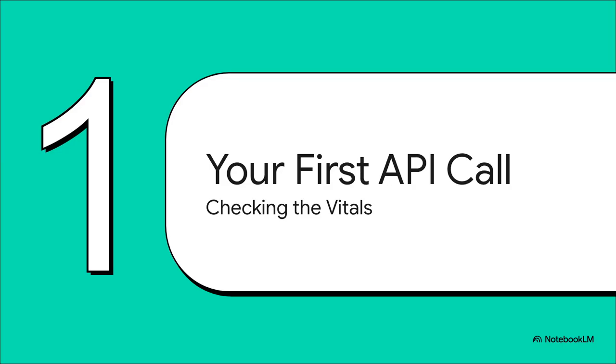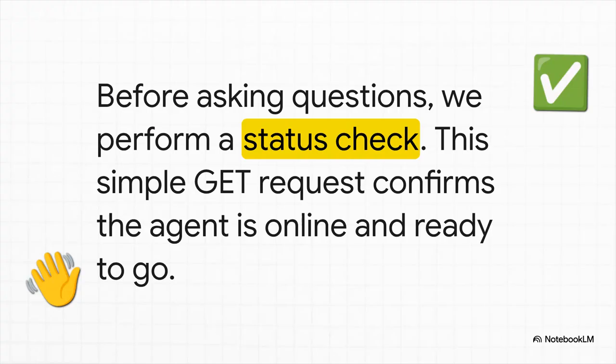Now, before we start firing off all these complex questions, we need to do the technical version of a handshake. We're going to do a quick status check just to make sure the agent is awake and ready for our commands. A simple status check is always the best first step. It's just a quick way to confirm that the agent is online and you can actually reach it. Think of it like saying, hello, into a room just to see if anyone's home.